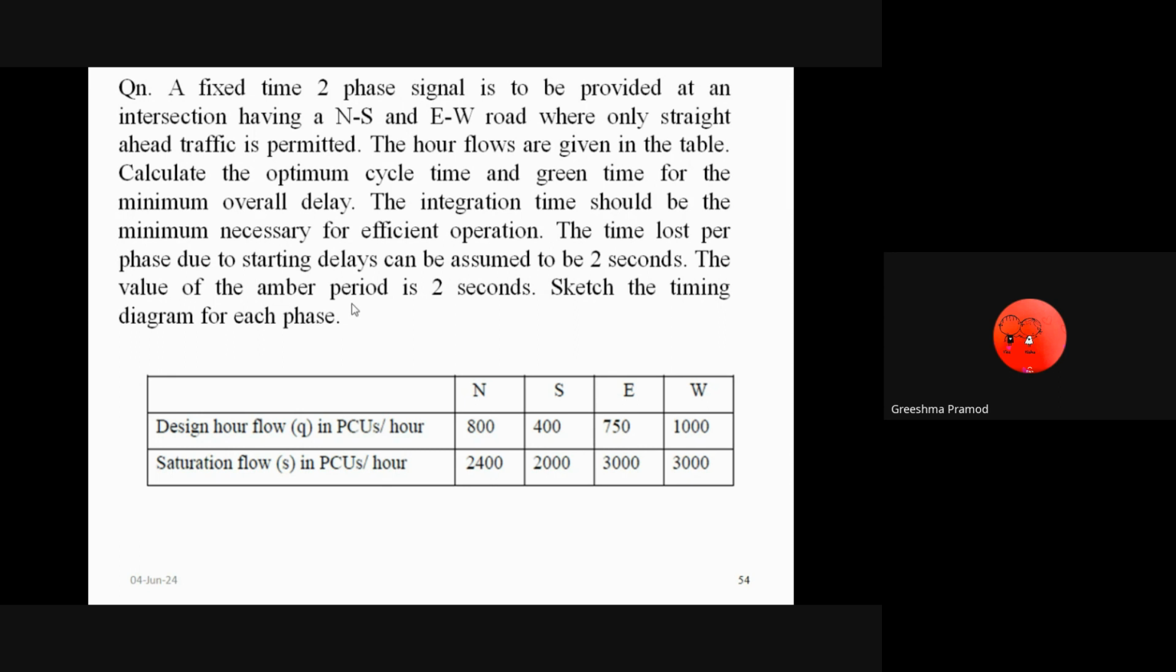The time lost per phase due to the starting delays can be assumed to be 2 seconds. The value of the amber period is 2 seconds. Sketch the timing diagram for each phase.